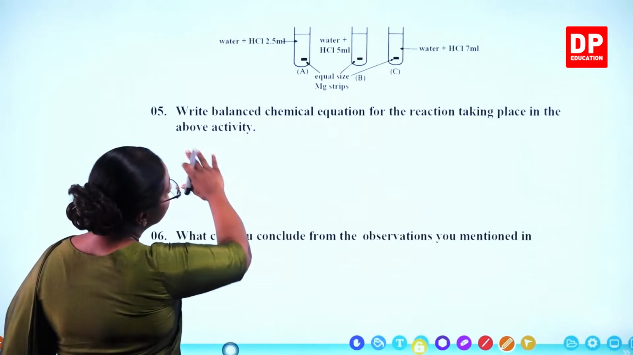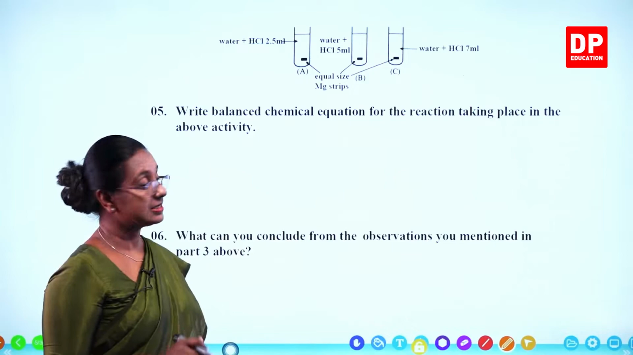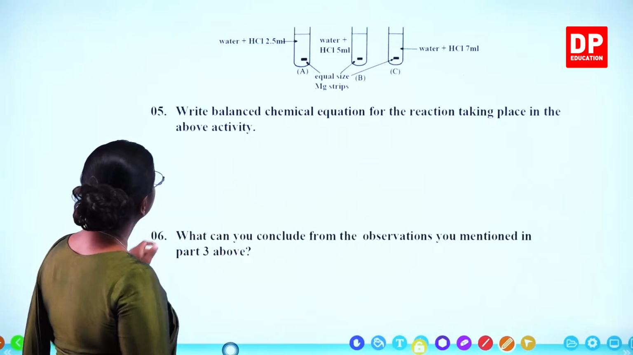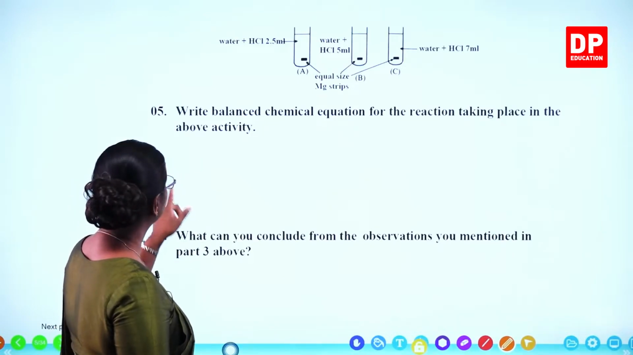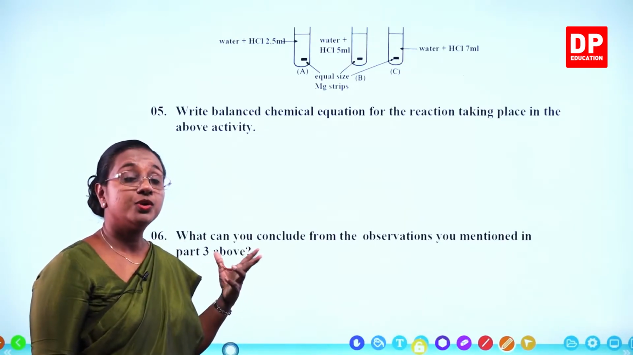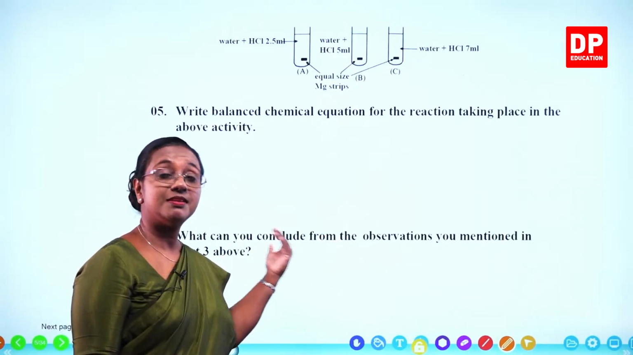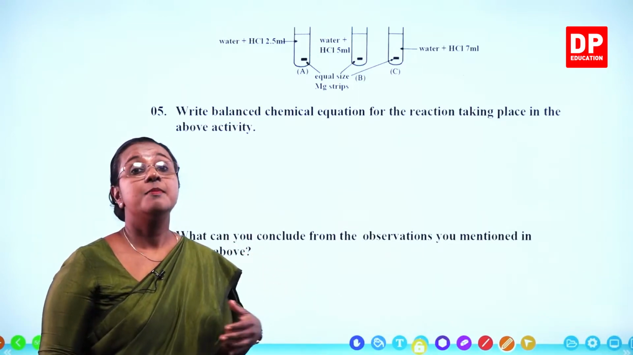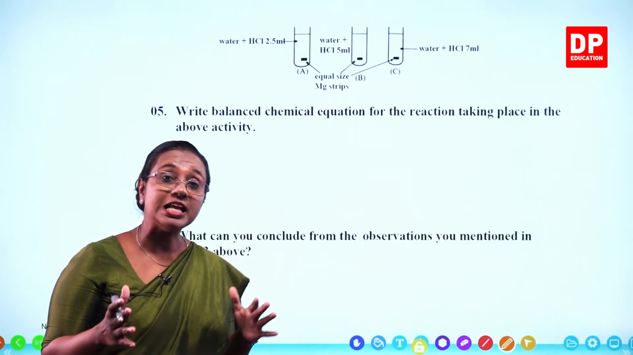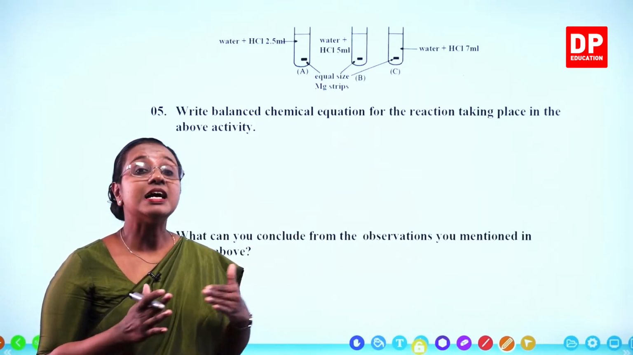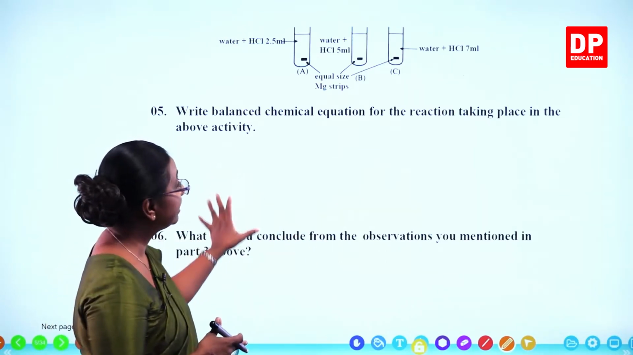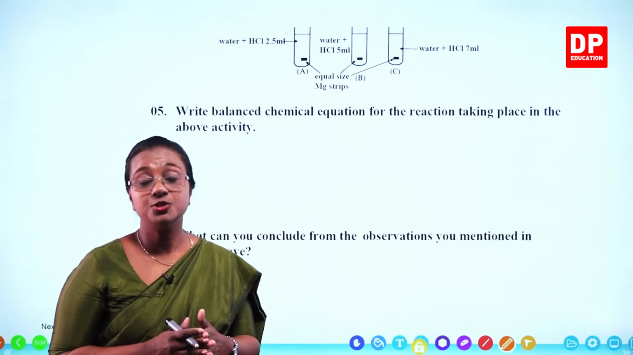Fifth one, again the same diagram, we have discussed that. Part 5, write balanced chemical equation for the reaction taking place in the above activity. So you all might think, students, now this is related to the previous lesson. But when you get questions, both are related to chemical reactions. So these lessons are combined together and you will get all these questions together.